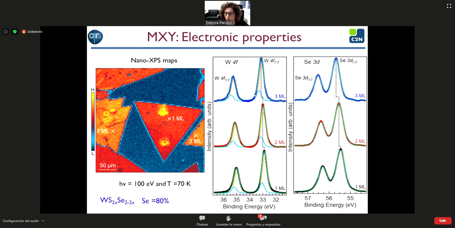That is reasonable because we have a tungsten linked to a selenium and the tungsten linked to a sulfur. So in particular, the component linked to the selenium is higher. That is related to the fact that we have a huge percent of selenium in this alloy. So now that we locate the sample, we know exactly where to go.